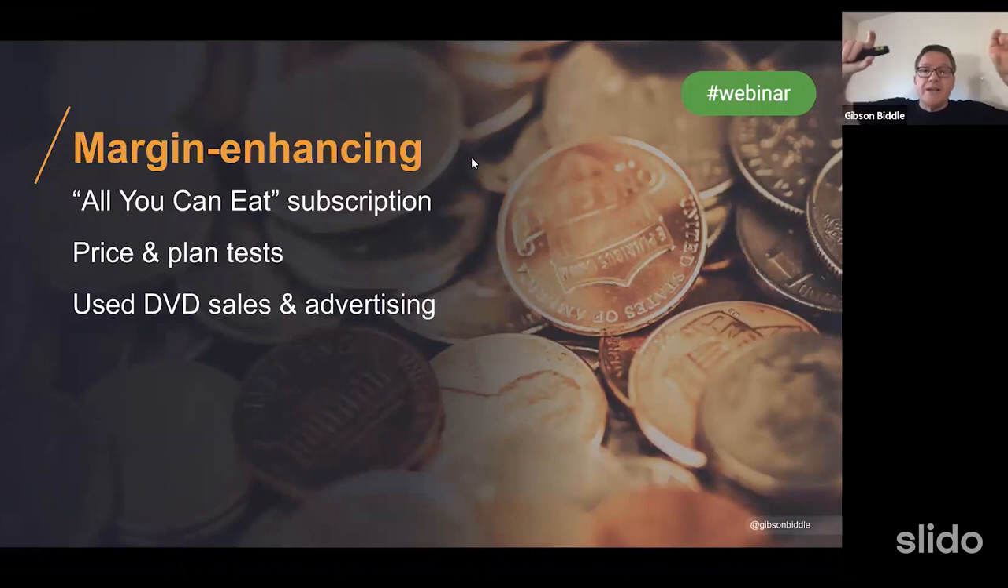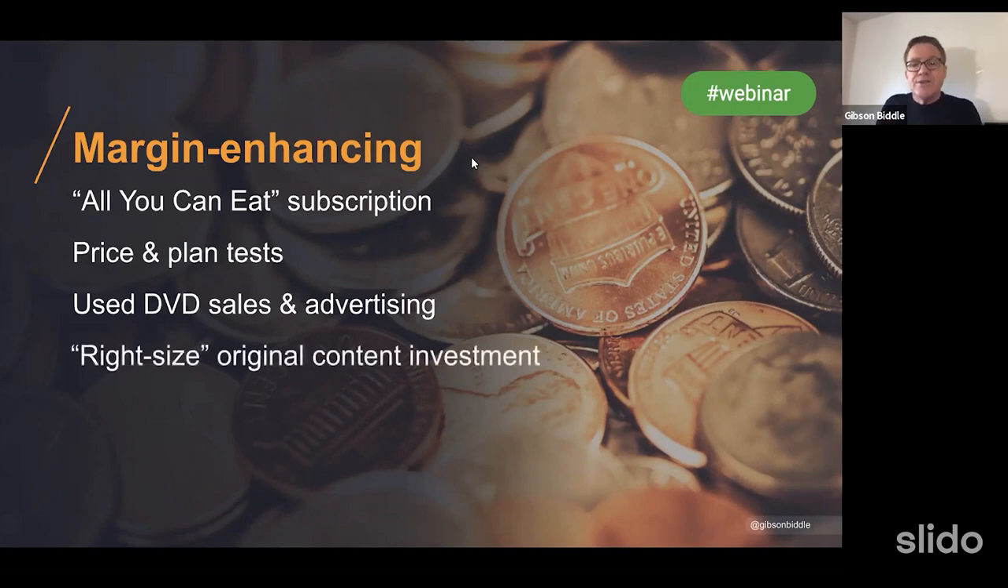We actually did big ad banners on our site as a way of making money. We just didn't know how to make money. So I just want to give you a sense of what's really driving one of the most substantial margin enhancement tactics today. It's the idea that you can right size your original content investment.